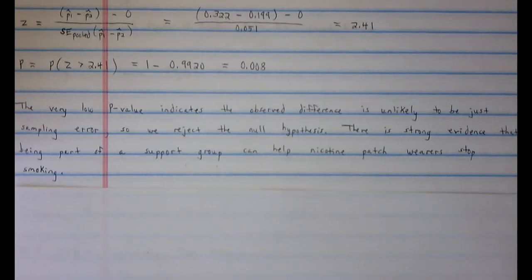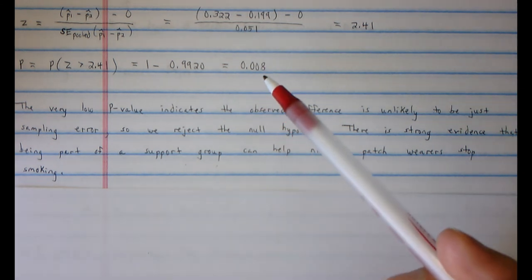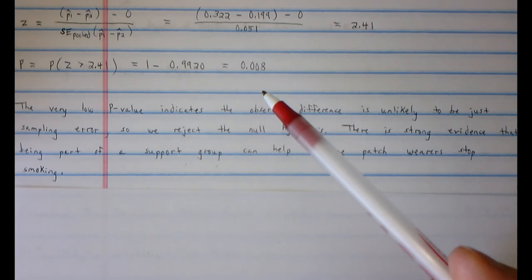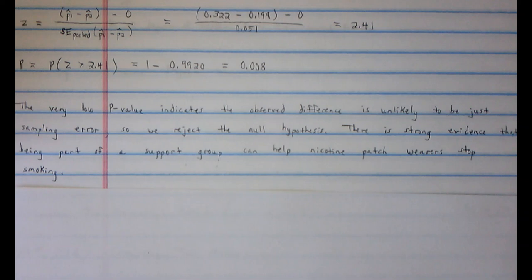Next, we'll calculate a p-value. The probability that z is greater than our z-score of 2.41 is roughly 0.008 from table Z, and this is a fairly small p-value. The very low p-value indicates the observed difference is unlikely to be just sampling error, so we reject the null hypothesis. There is strong evidence that being part of a support group can help nicotine patch wearers stop smoking.